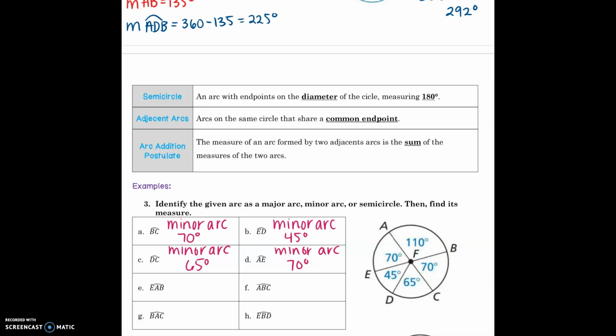Next we have arc EAB. So remember, it starts at E, it goes through point A, and ends at the other endpoint B. Here we have to use the arc addition postulate. We're going to have to add up two minor arcs to find the total measure. So we have 70 plus 110 degrees gives us 180 degrees. Because it measures 180 degrees, we know it is a semicircle. It's half the circle, which also tells us that segment EB is a diameter of the circle.